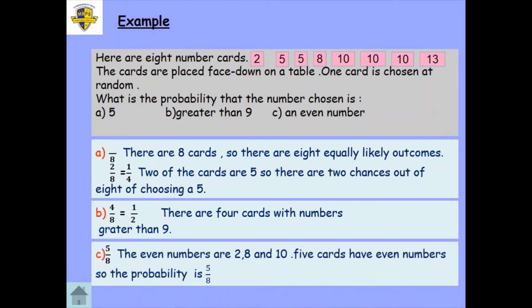Now, an even number. Can you tell me how many even numbers we have in these cards? Yes, 2, 8, 10. But 10, 3 times, remember. So the total number of even numbers here is 5. So the even numbers are 2, 8, and 10. 5 cards have even numbers, so the probability is 5 over 8.